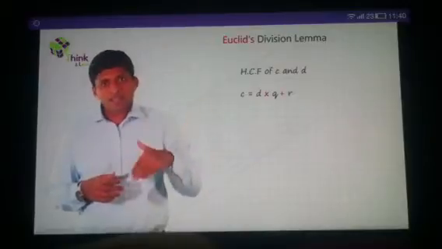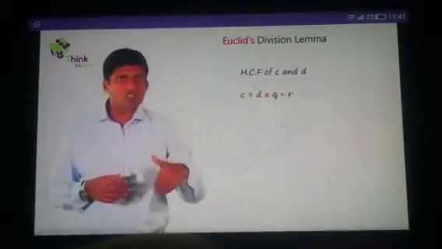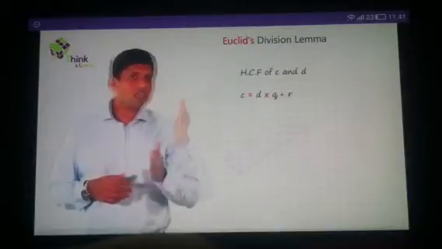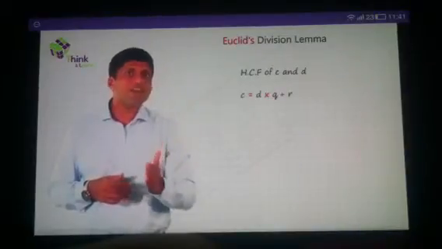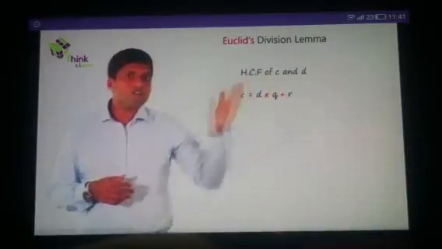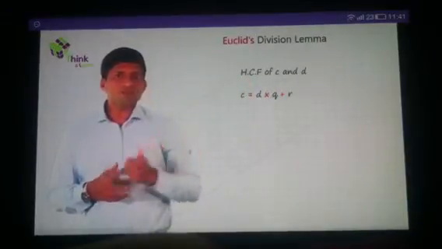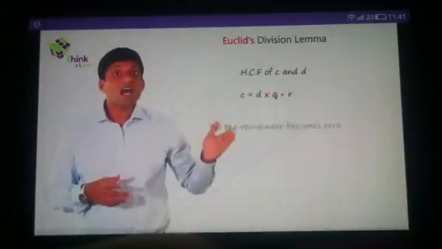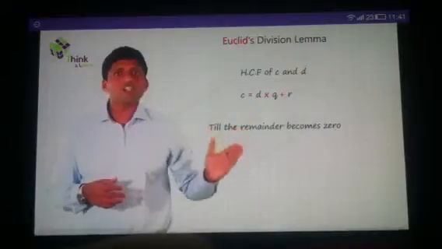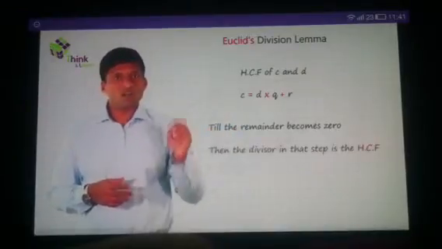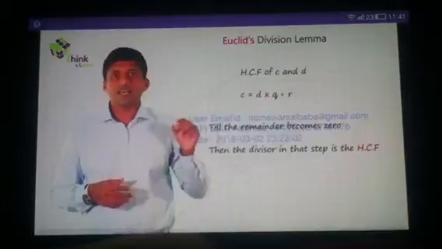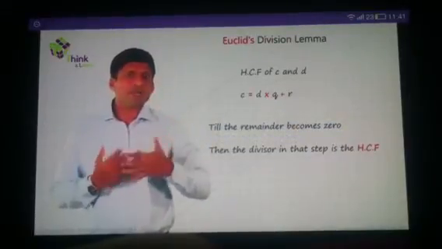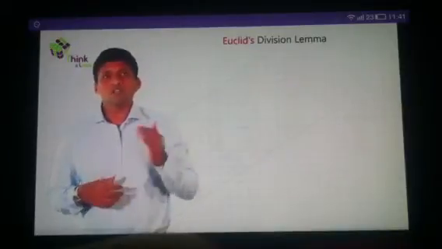Now continue the process. Next, D will become the dividend and R will become the divisor, and continue doing this till R becomes 0. When R becomes 0, in that step, whatever the divisor is will become the HCF. So this is how you can state Euclid's division algorithm using variables.